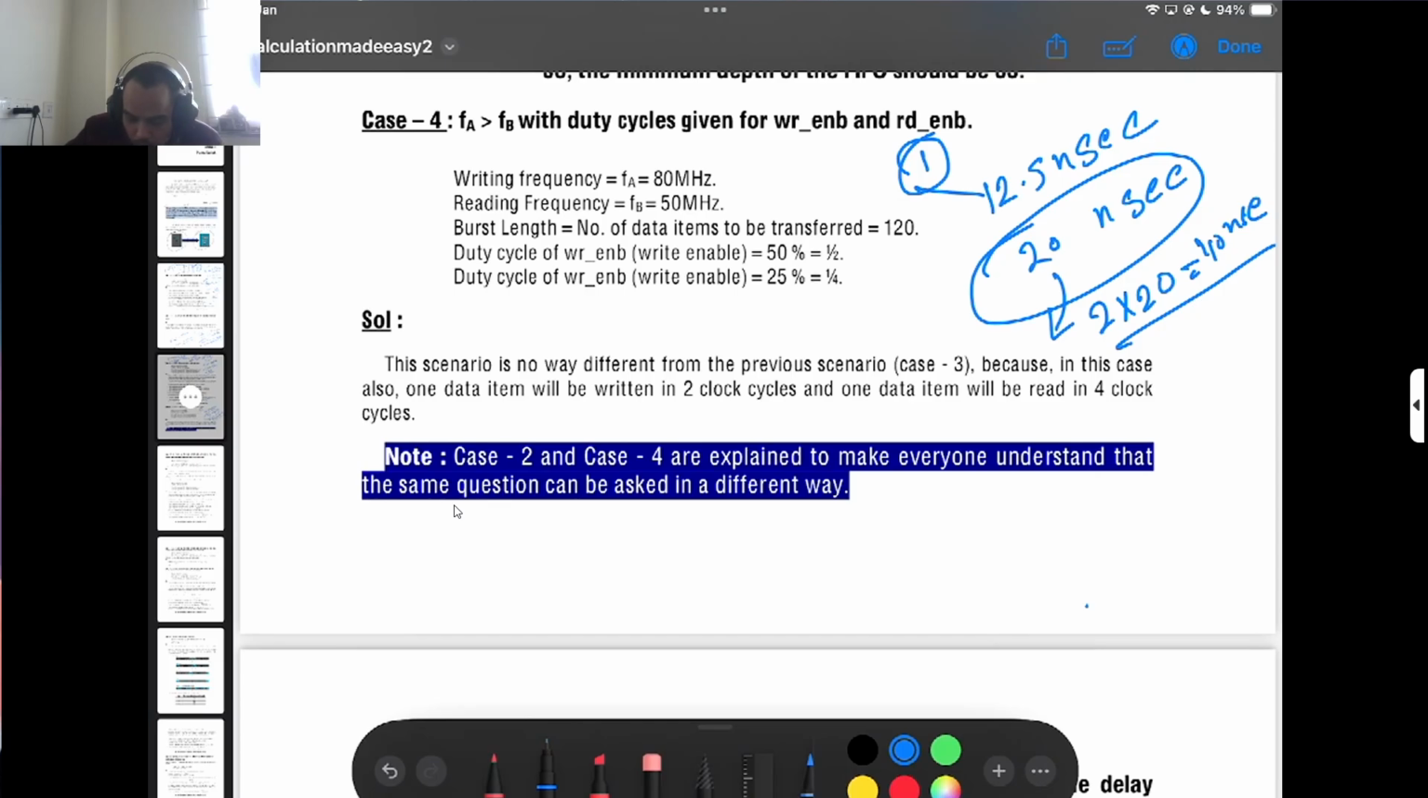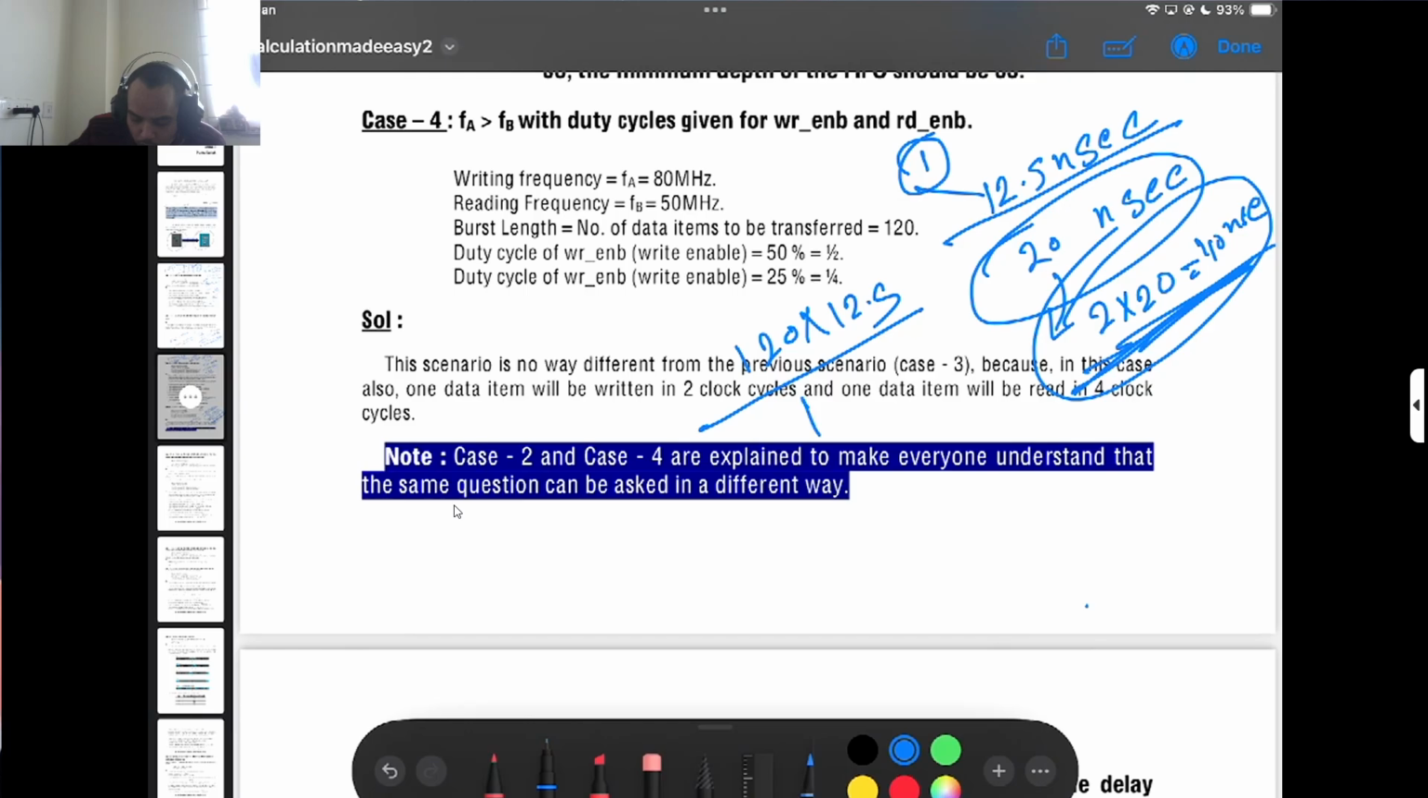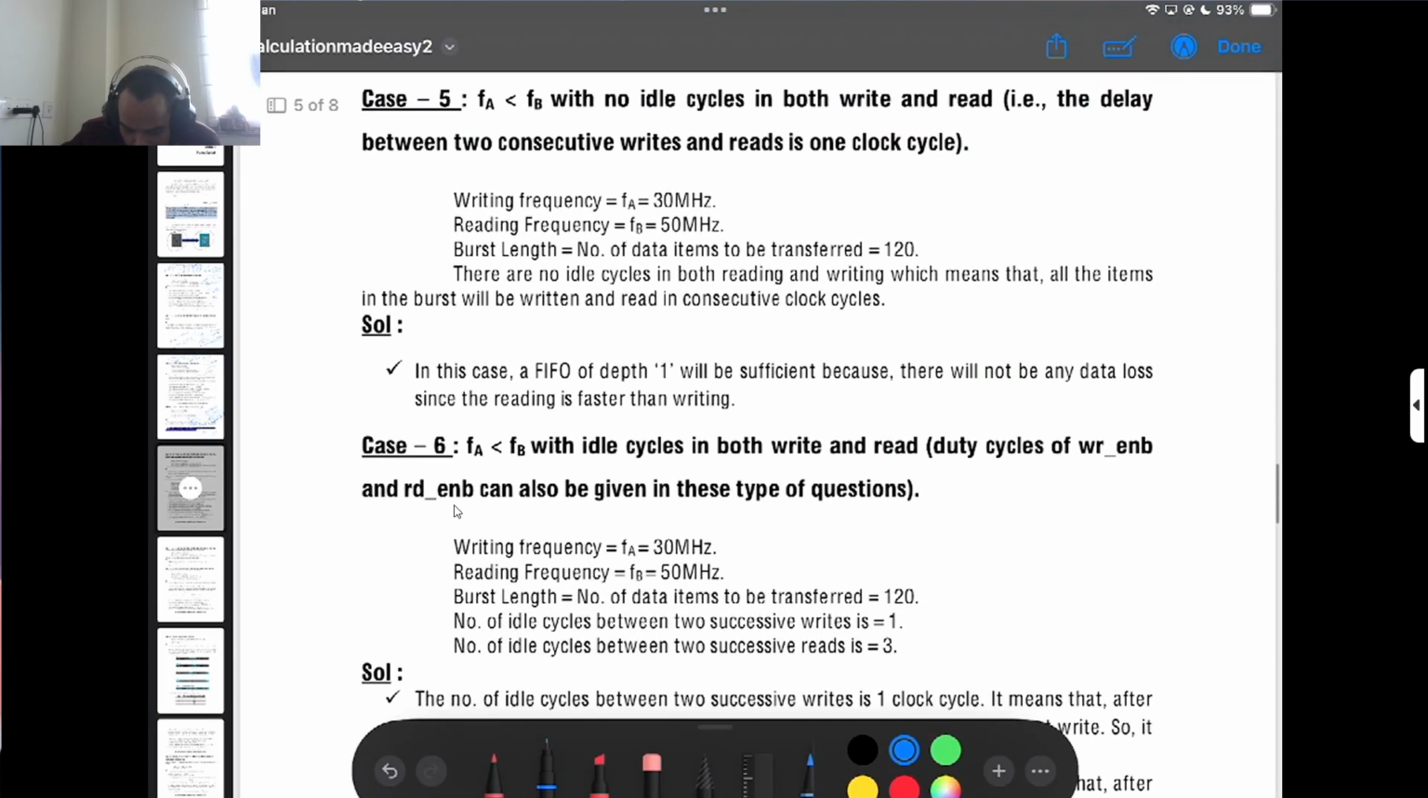So for 12.5 nanosecond and 120, if I count the FIFO depth, 120 into 12.5 divided by the total time required for reading one data, that is 40 nanosecond. So 40 into 120 gives 3, and 3 into 12.5 is 37.5. 37.5 is not possible, so 37. Here also the answer is 83.